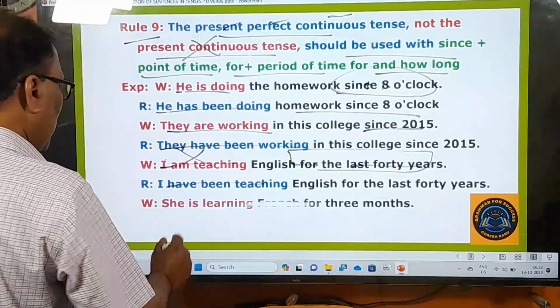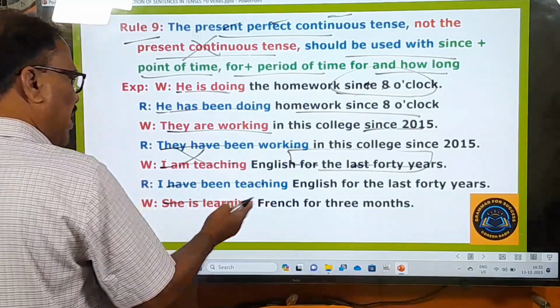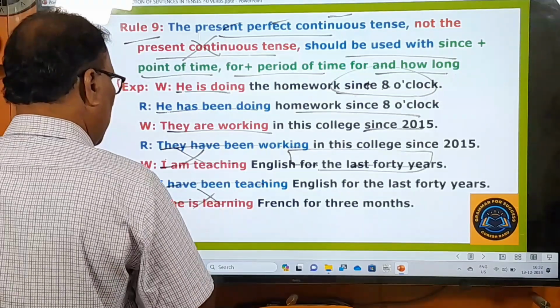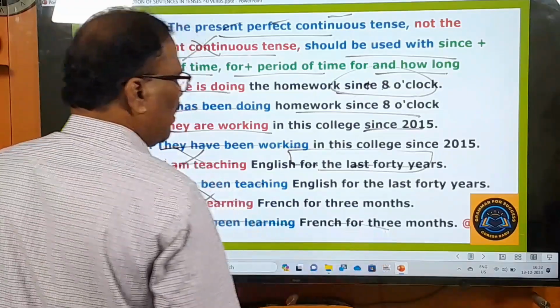And then comes, she is learning French for 3 months. Okay. So this action has been taking place for 3 months. And you cannot use present continuous in this sentence. You have to say what? She has been learning French for 3 months, right?